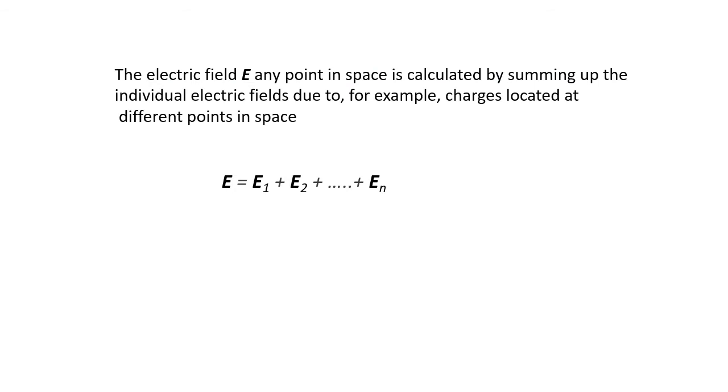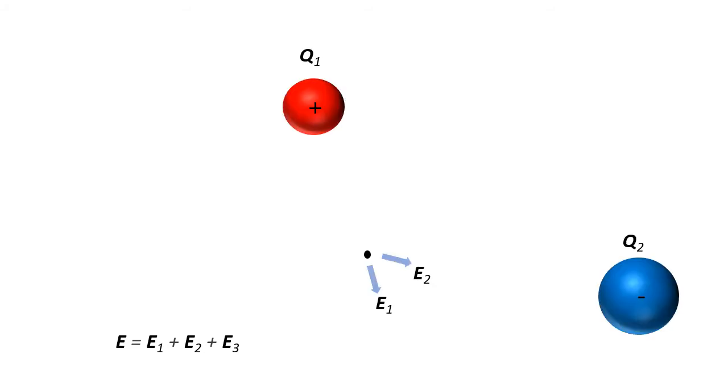The total electric field at any point in space is calculated by summing up the individual electric fields, which might be due to, for example, charges located at different points in space. For example, the electric field E at the location marked by the black dot is given by summing up the individual fields caused by charges Q1, Q2, and Q3.